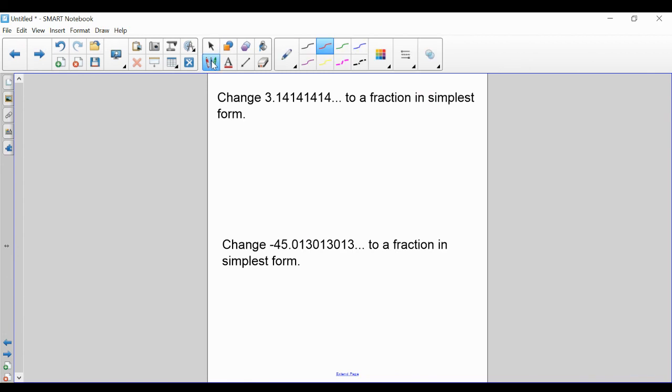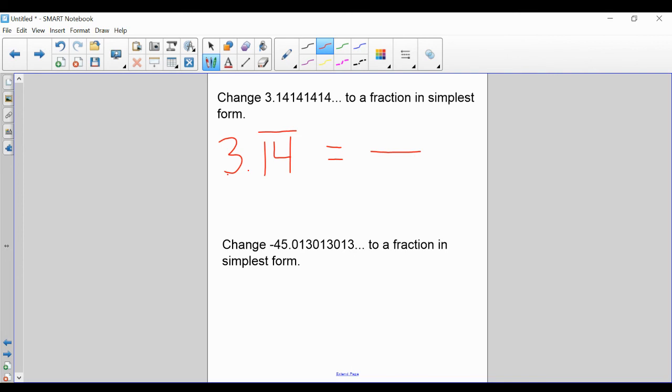So our next question says change 3.14141414... to a fraction in simplest form. Well, just me reading that to you probably indicated to you what was repeating, which was only the 1 and the 4. So I'm going to write that with my bar, and I'm going to get ready to write my fraction by putting my fraction bar there.